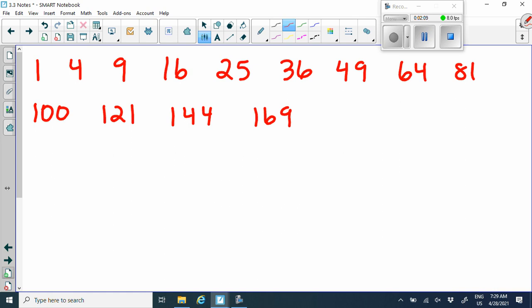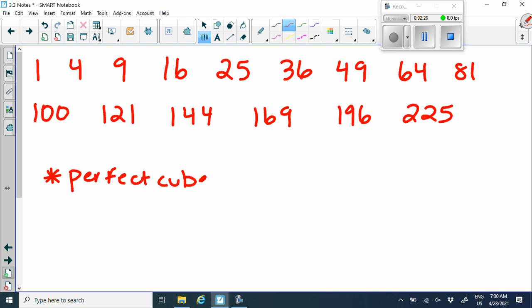So you just switch that. 15 squared is going to be 225. And that's probably the highest you need to go because 16 squared gets a little bit big there. Okay? So these are your perfect squares. Now you might be wondering, how do I know these are my perfect squares? And do I need to memorize this list?